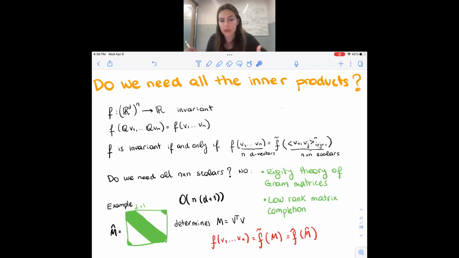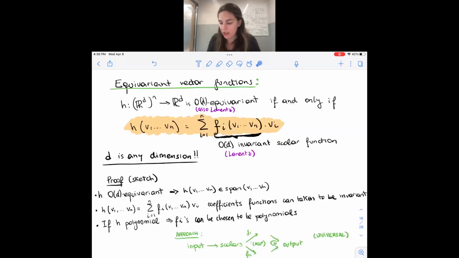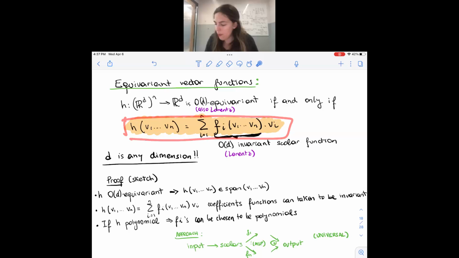And this is related to the rigidity theory of Gram matrices and low-rank matrix completion. But yes, the next thing that I wanted to discuss is how do you write equivariant vector functions? Basically, what we can prove is that if you have n vectors in R^D, and the output is in R^D, then the function is equivariant with respect to the orthogonal group if and only if you can write it as a linear combination of your input vectors with coefficient functions, and these coefficient functions are invariant scalar functions.